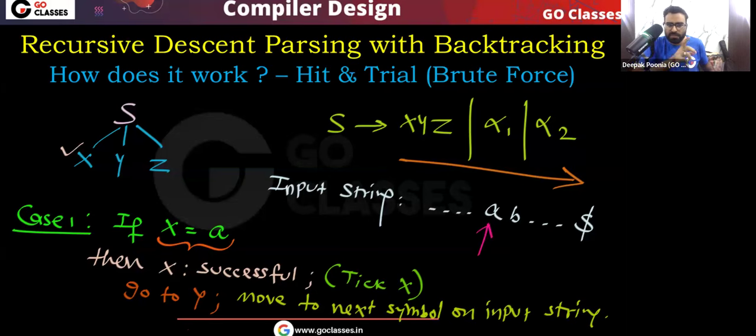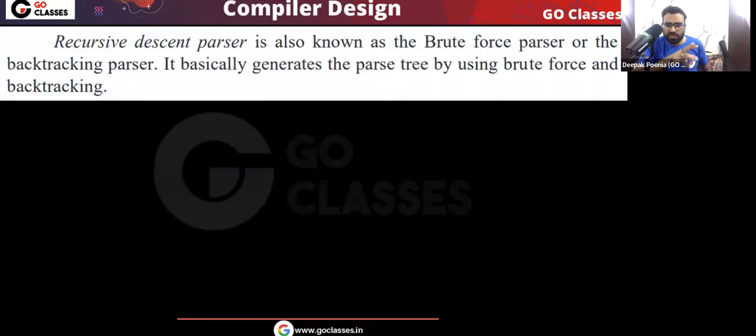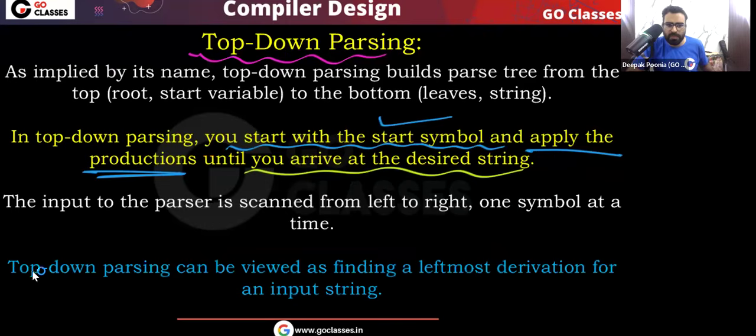Let me tell you one more thing here, before we consider the remaining cases. This I told you in the previous lecture also, but let me repeat this point: the top down parser will read the input from left to right, one symbol at a time. Whatever top down parser you take, whether with backtracking or without backtracking, recursive descent parser or LL1 parser, we will scan the input string from left to right, one symbol at a time.